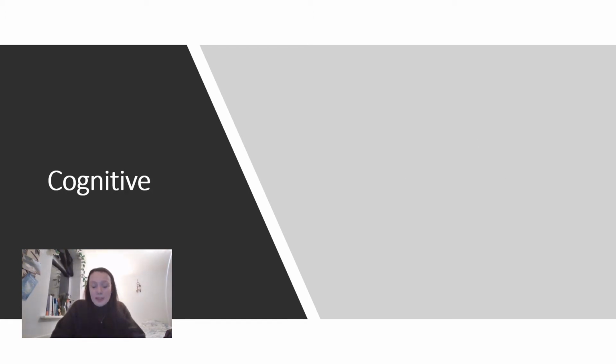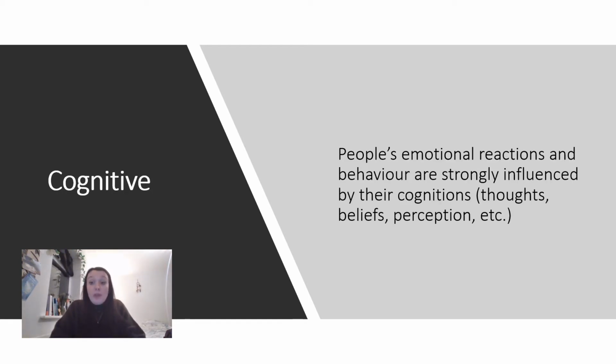Looking at the cognitive principle then, people's emotional reactions and behaviour are strongly influenced by their cognitions, their thoughts, their beliefs, their perception of the world, the way that they think about things. Essentially, our cognitive function tends to give meaning to our lives. It's our interpretation of events that we go through, our perception of things that happen to us, our memories, our thoughts, and our beliefs. And we have different levels of cognition, is what CBT posits.